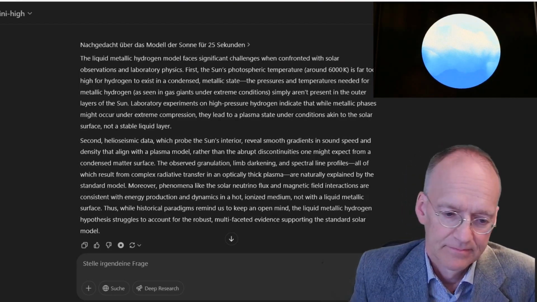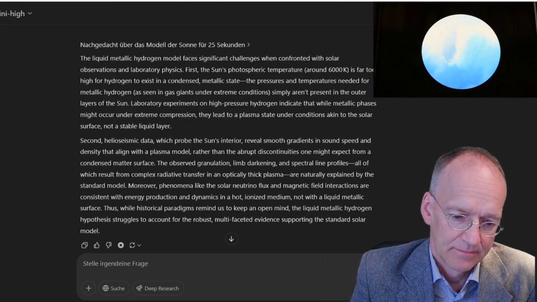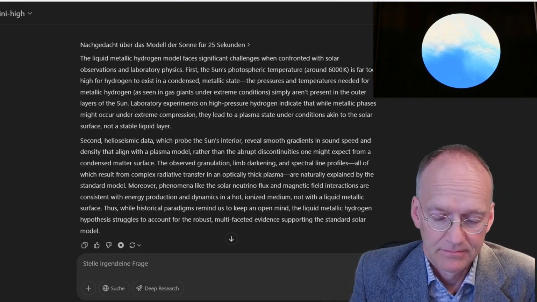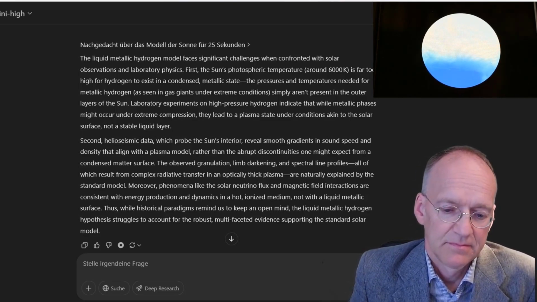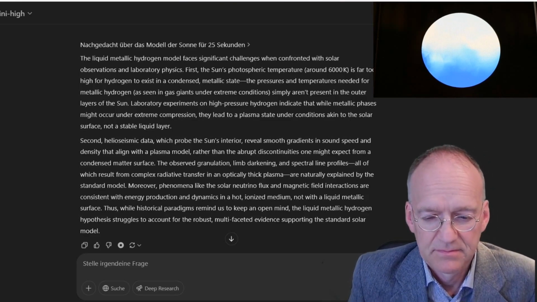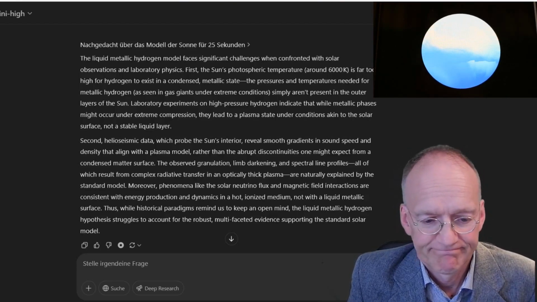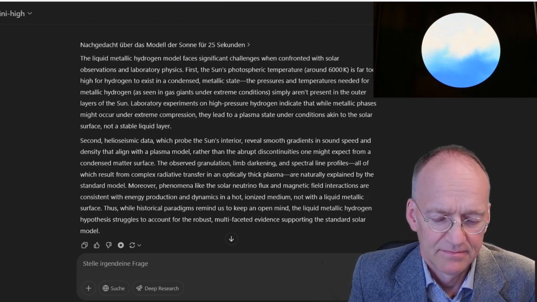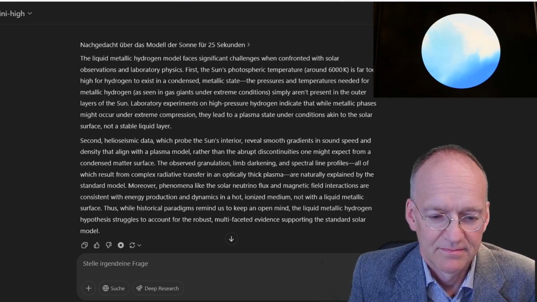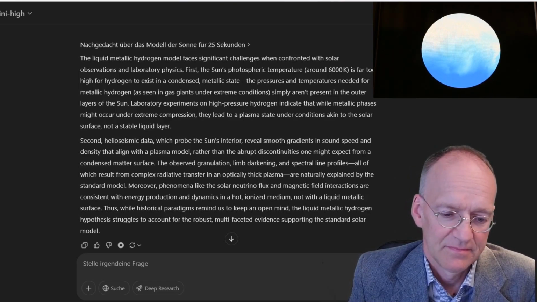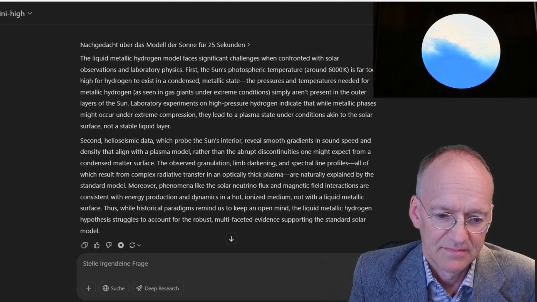Second, helioseismic data, which probe the Sun's interior, reveal smooth gradients in sound speed and density that align with a plasma model rather than the abrupt discontinuities one might expect from a condensed matter surface. The observed granulation, limb darkening, and spectral line profiles, all of which result from complex radiative transfer in an optically thick plasma, are naturally explained by the standard model.